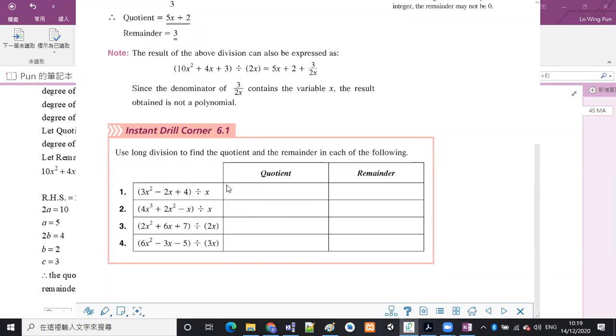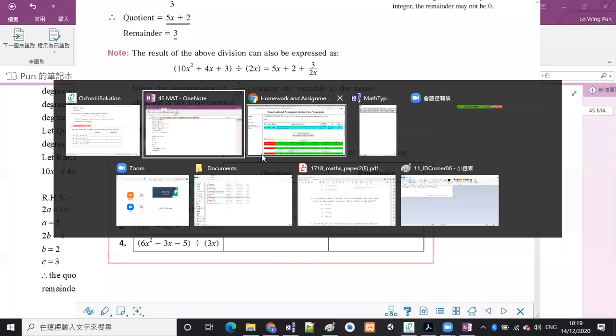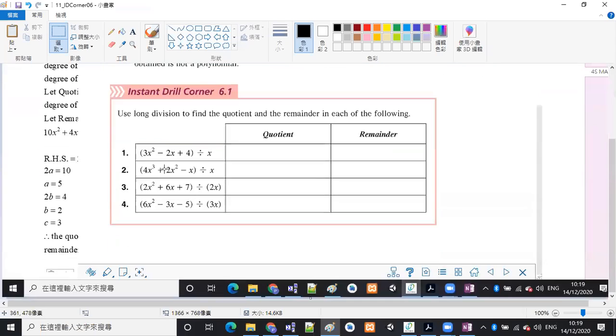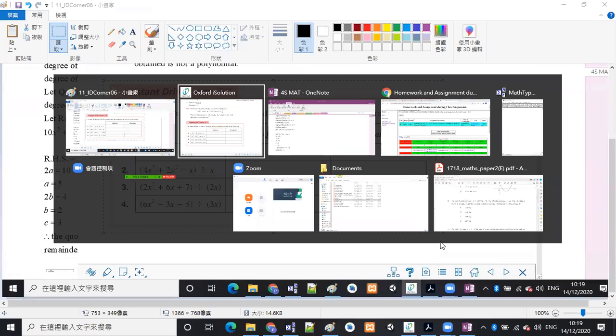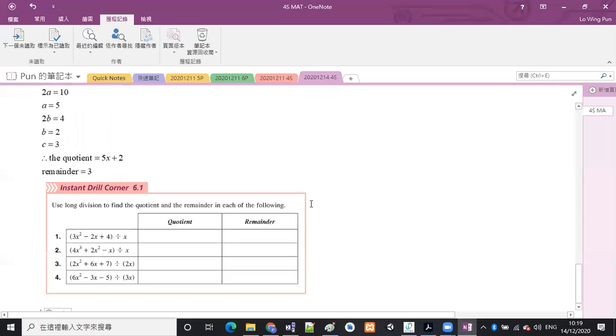Instant Drill Corner 6.1. Let's do it together. And no need to upload to the Math App for this Instant Drill Corner.